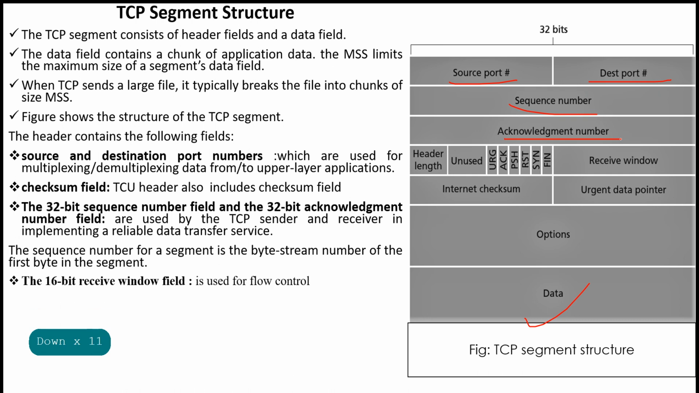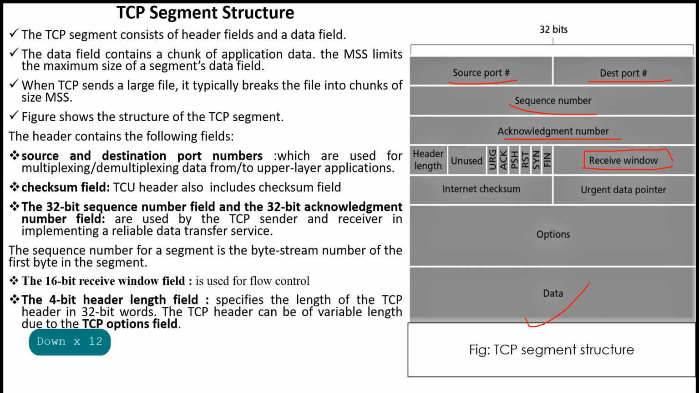Next, the 16-bit receive window field. It is used for the flow control mechanism. The 4-bit header length field specifies the length of the TCP header in 32-bit words.